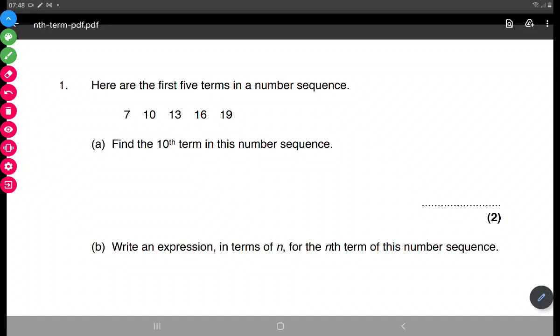When you are presented with a sequence of numbers and you're asked to work out what the next numbers might be, usually it's pretty straightforward. But what happens if you're asked to find a number that's way down the sequence and you don't have 3 days to write out the entire sequence? So this is a little video to show you how.